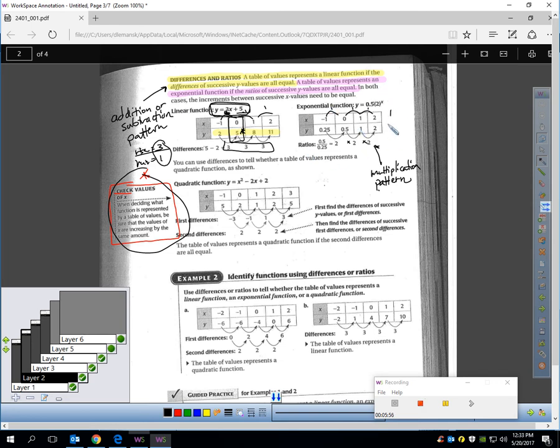So the function is y equals a times b to the x power. Since I'm multiplying by 2 each time, b is 2, and here's my y-intercept right there, 0, 0.5, so my y-intercept is 0.5, and there's my function. Y equals 0.5 times 2 to the x power.